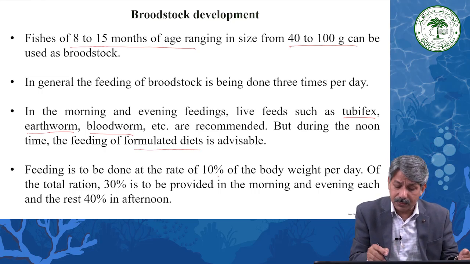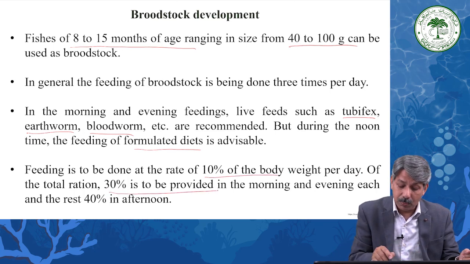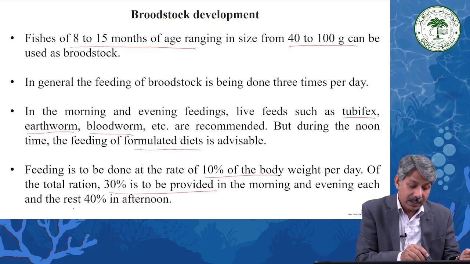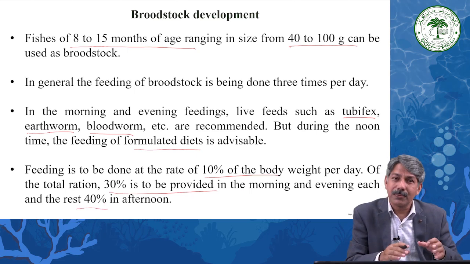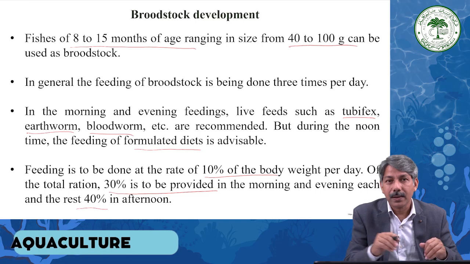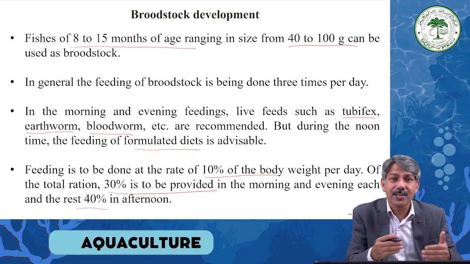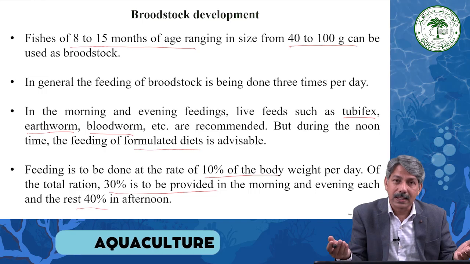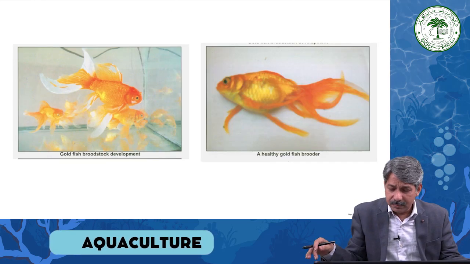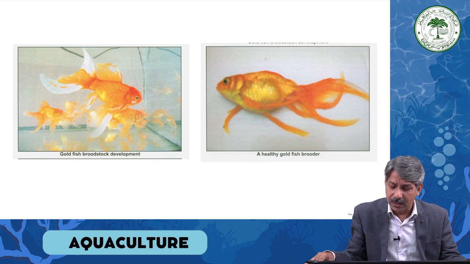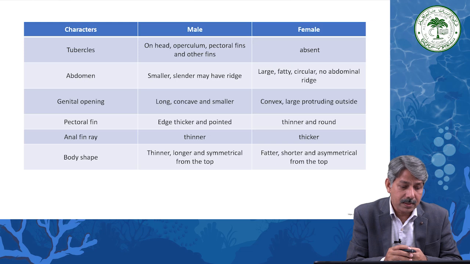Feeding is to be done at the rate of 10% of body weight per day. Of the total ration, 30% to be provided in the morning and evening, and the rest 40% in the afternoon. So that is one of the feeding strategies that has been developed by some researcher. Based on this, you can have a little manipulation at your own site and the kind of conditions that you are having. These are the healthy broodfish of goldfish, Carassius auratus.